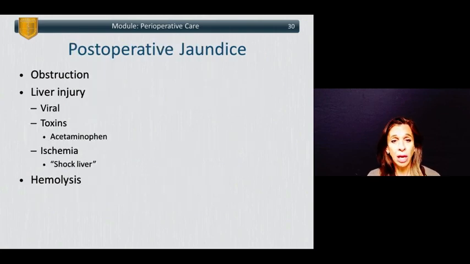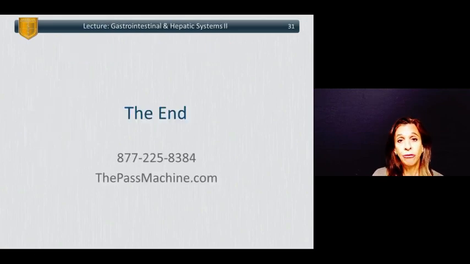So postoperative jaundice, we're going to talk briefly about. The differential of that is obstruction, liver injury due to viral insults, probably most commonly associated with blood transfusions, toxins such as excess acetaminophen, ischemia, which is termed shock liver, which is secondary to generally hemorrhage, hypovolemia, decreased cardiac output, or hypoxia, and hemolysis. Thank you very much for your time.